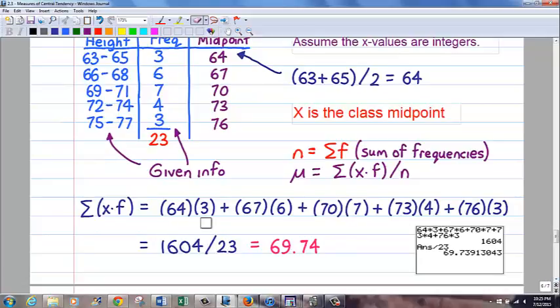I went 64 times 3, 67 times 6, 70 times 7, 73 times 4, and then 76 and 3. And I did them all in one step in the calculator and got 1604. And then divide by the total number of frequencies, which is 23. So you get 69.74. Once again, the rounding is not important.